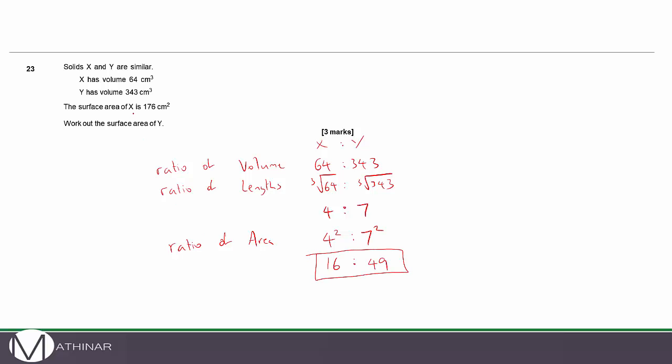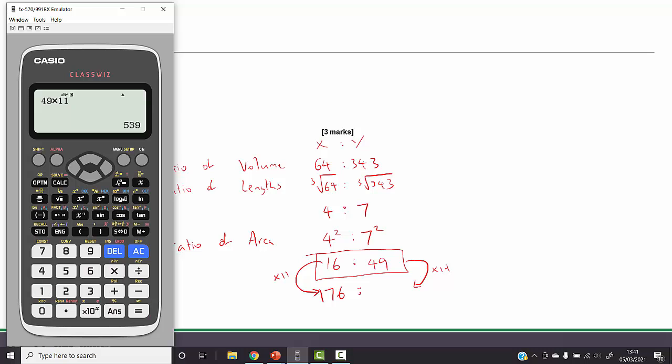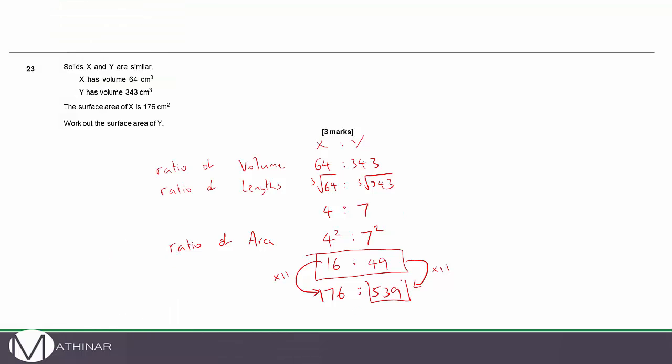And we are told that the surface area of x is 176. So x is on the left, so 176. How do I get from this number to this number? So you can do 176 divided by 16, which will give you 11. So I need to multiply by 11. So how do I find out this number? I'm going to multiply the 49 by 11, which is 539. So work out the surface area of y. So surface area of y is 539 centimeters squared.